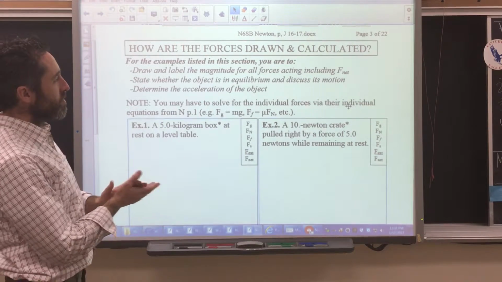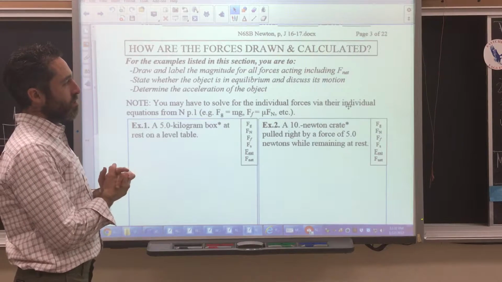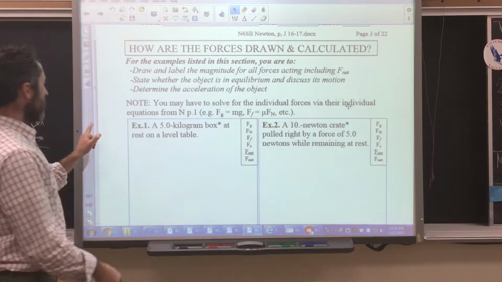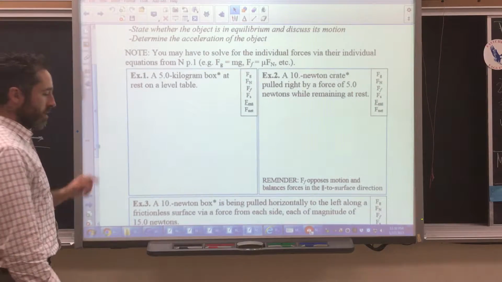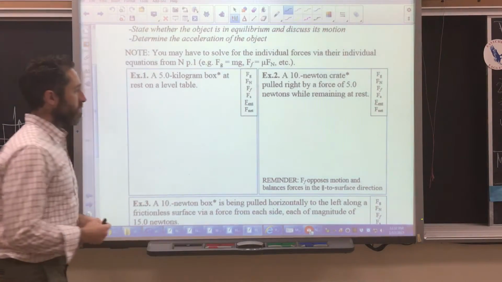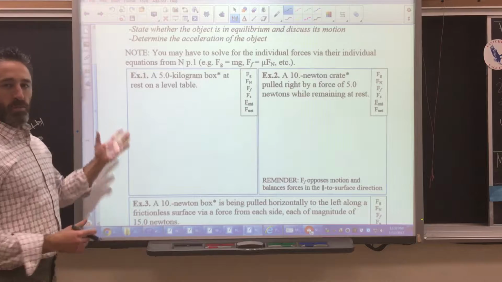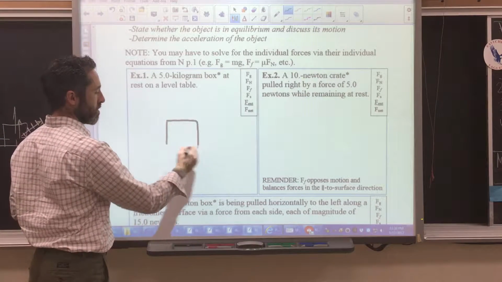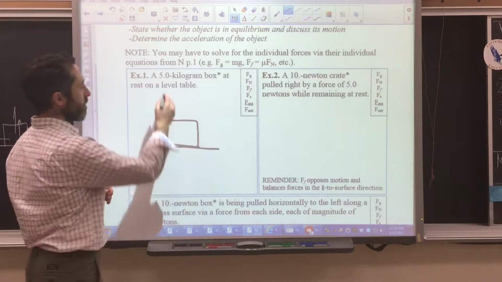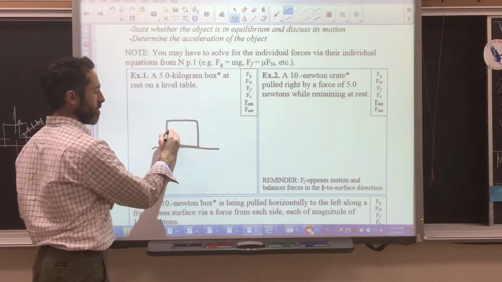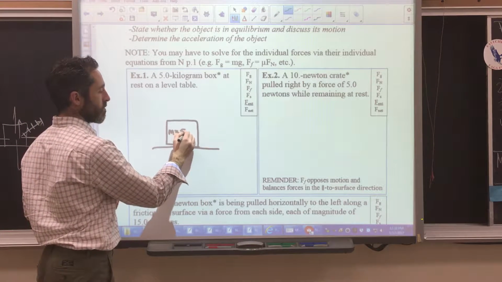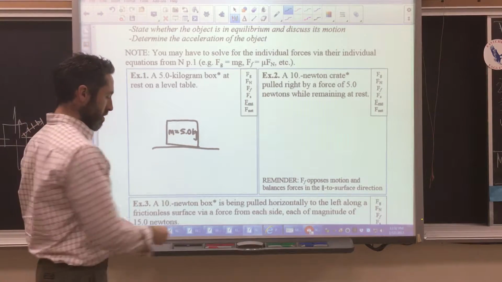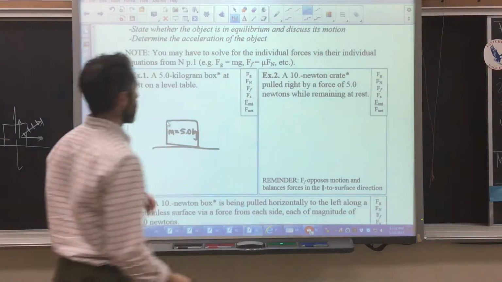Starting on Unit 6, Newton's Laws, page 3 of the notes: how are forces drawn and calculated. Let's look at the first two examples. Generally speaking, they're talking about a box on a table and they're asking about forces. A free body diagram is your friend. So put the box on the table. They gave you the mass, 5 kilograms. Mass is not a vector. Don't draw it with an arrow. What can you draw, however?